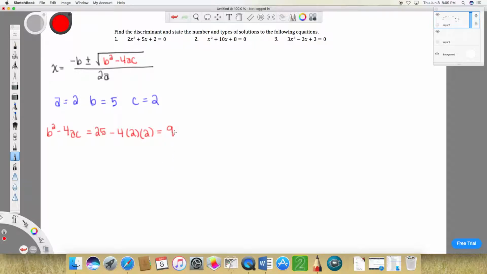9 is a perfect square, so when we take the square root of it within the formula, you're going to have plus or minus 3. So we're going to have rational solutions. So find the discriminant. The discriminant is 9.